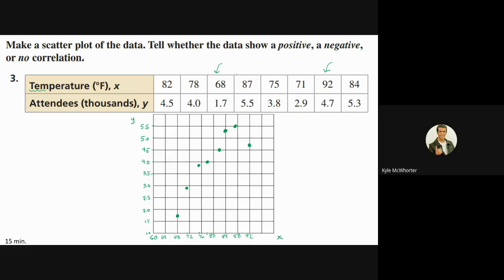What kind of correlation does it show? Pretty clear that it's going uphill, right? You could imagine a line going through most of those points right there. So this has a positive correlation.